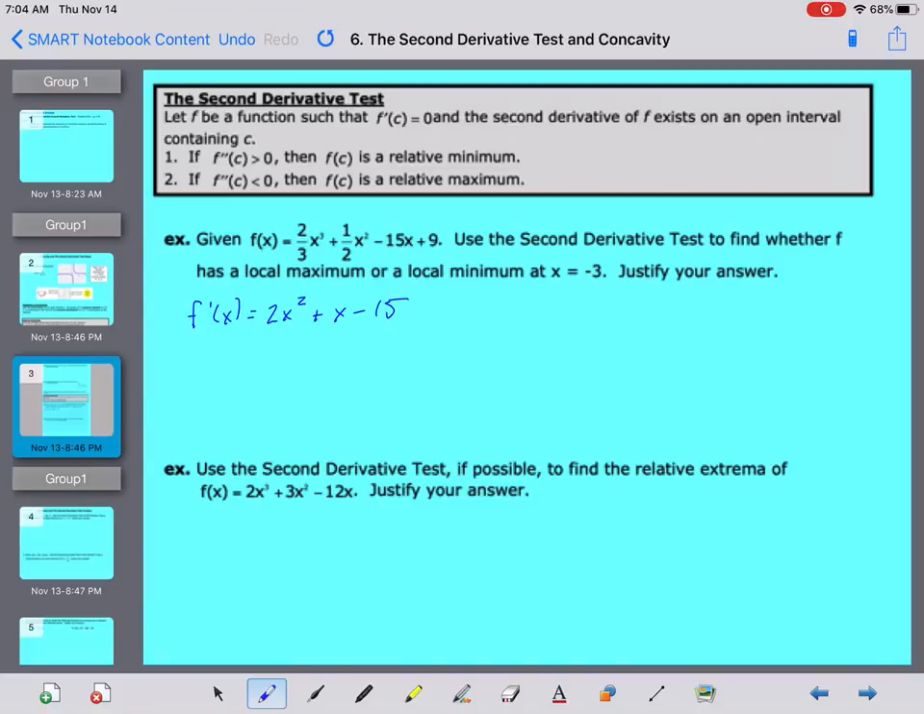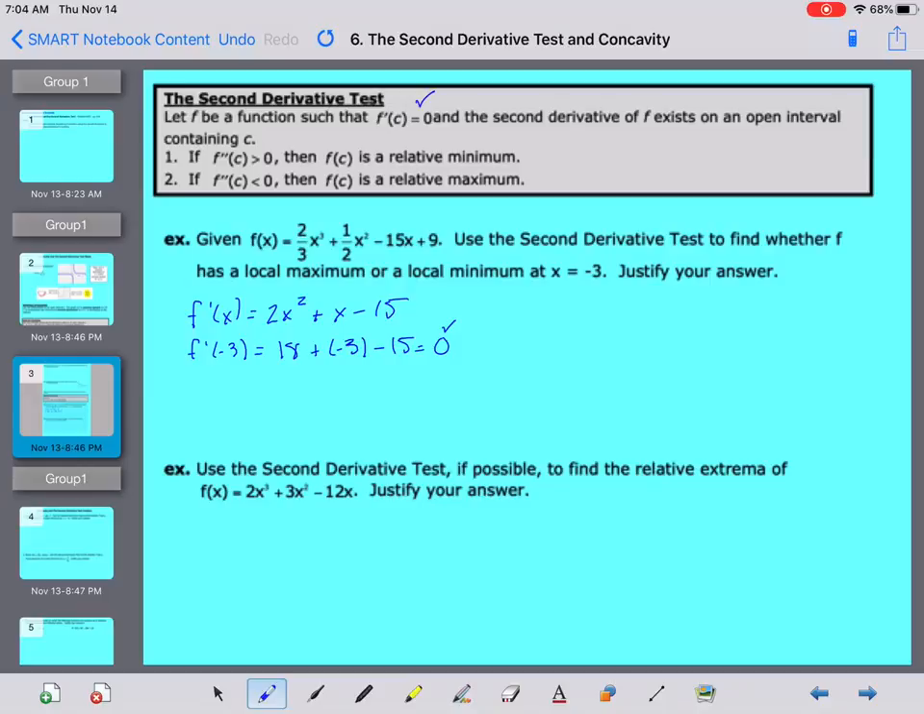And then really, if I'm just determining if this is a critical value, I don't really have to set equal to zero and solve. I can simply plug in the -3, and if I get 0 in my first derivative, then of course it is a critical value. So I'm going to do that really quickly. So f prime of -3. We want to know, is this 0? So we get 18 plus a -3 minus 15, which in fact does equal 0. So it is a critical value, so it meets the first part of the criteria of the second derivative test.